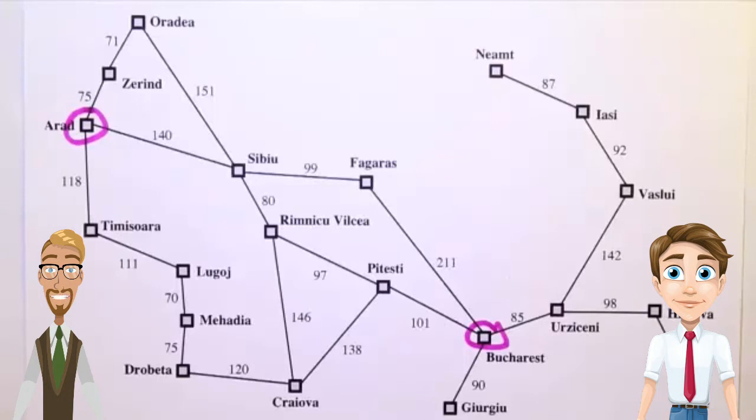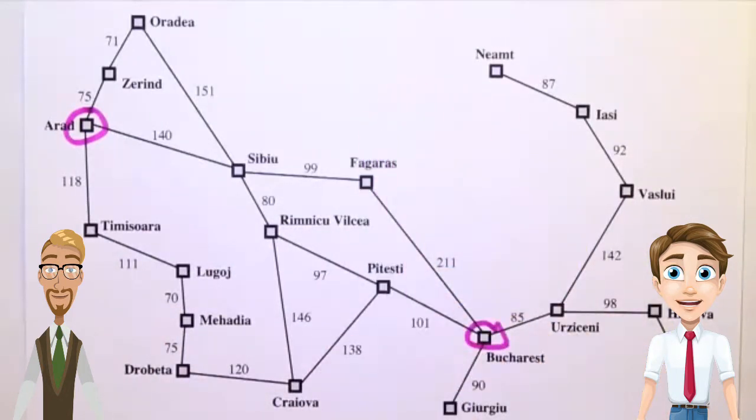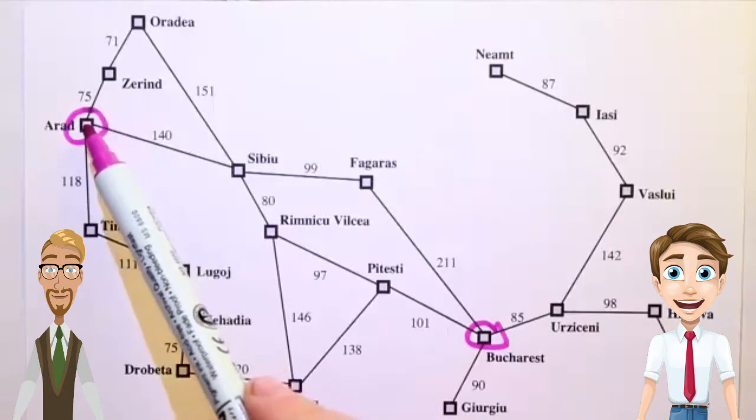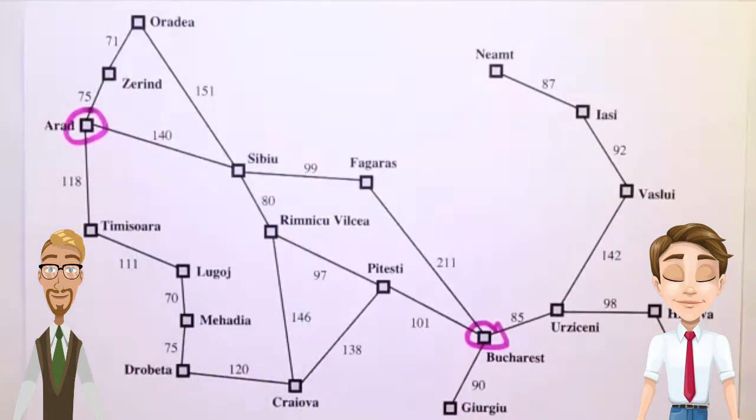This figure shows a road network between cities in Romania. Arad and Bucharest are circled. Now the set of all the states here is known as the state space. And we navigate the state space by applying actions. The actions are specific to each city. So when we're in Arad, there are three possible actions: to follow this road, this one, or this one. Arad is connected to Zerind, Sibiu, and Timisoara.